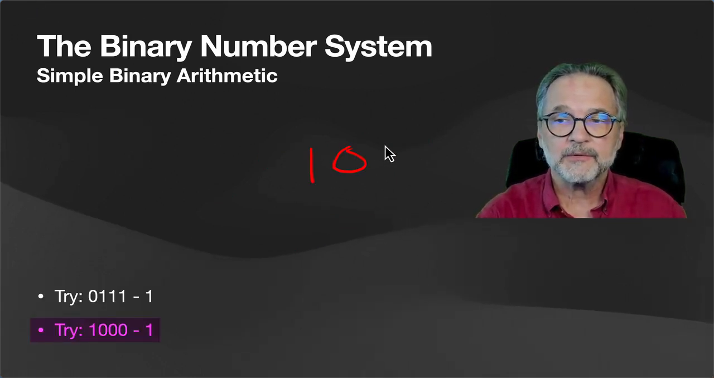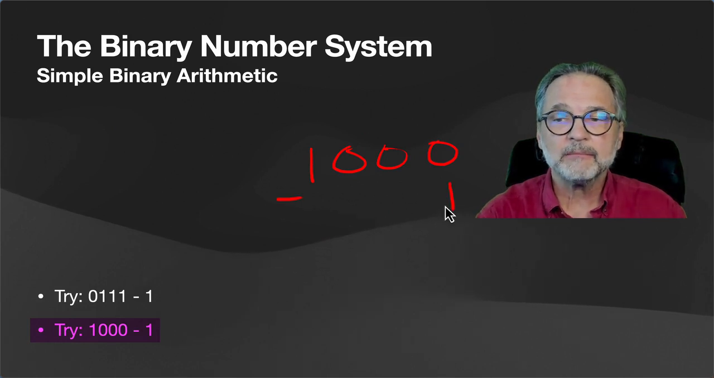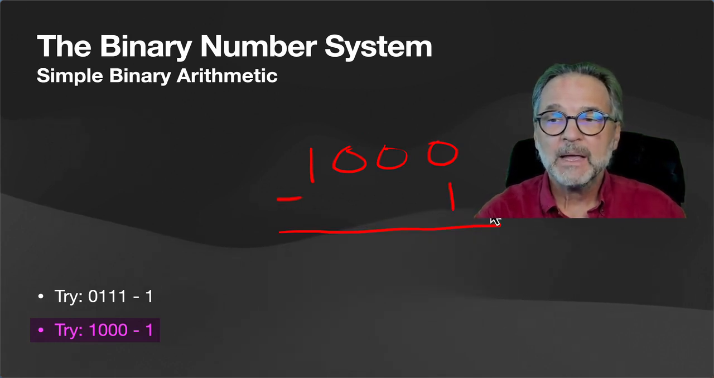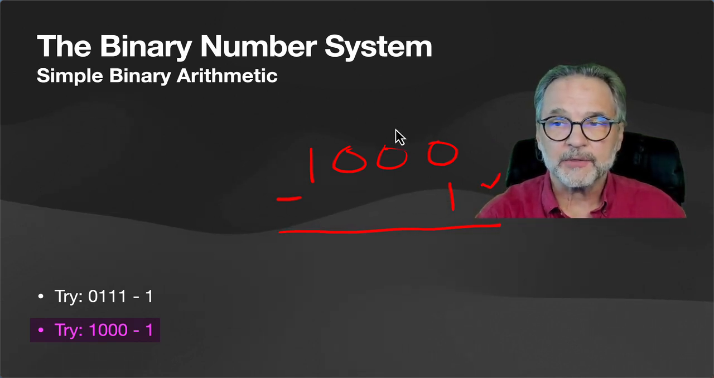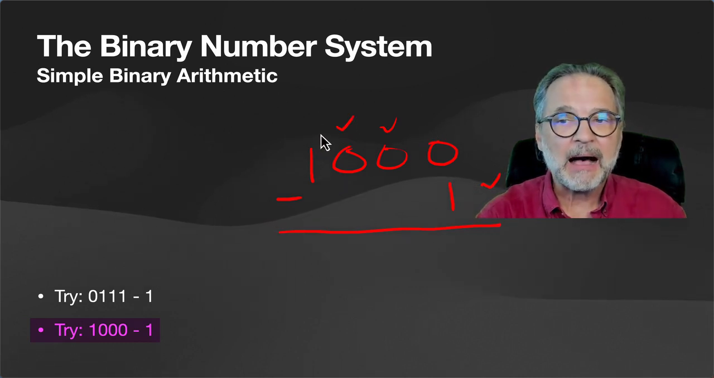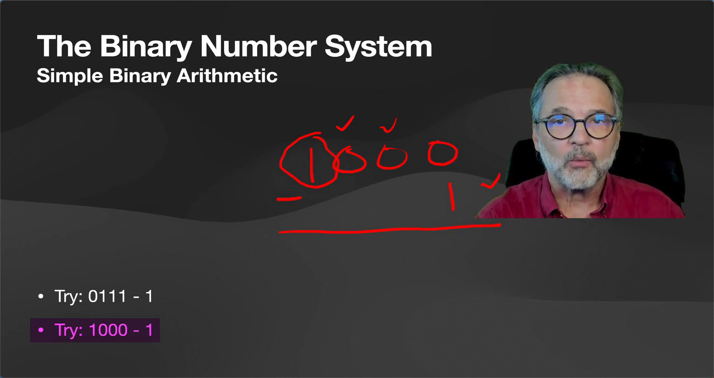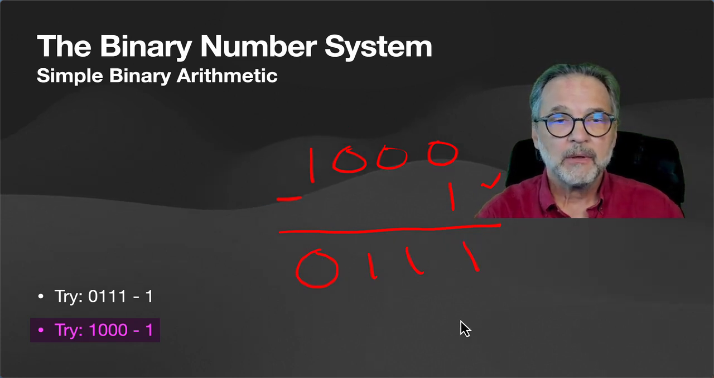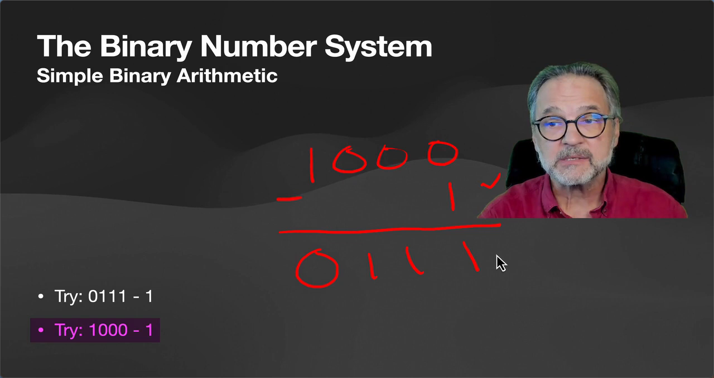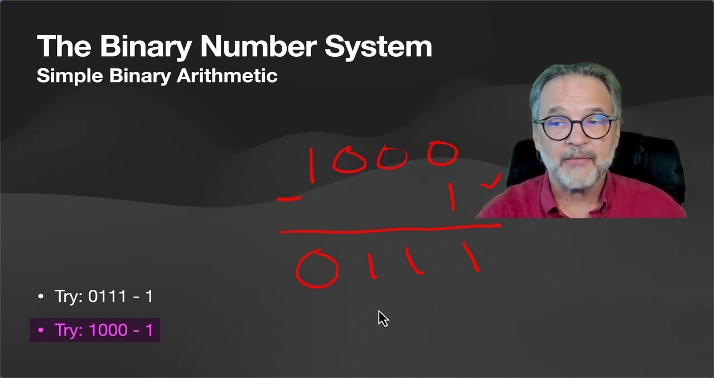Let's do another one. Let's take 1000 minus 1. And we can't subtract 1 from 0. So we've got to go to the next one. We can't subtract it from that. We can't subtract it from that. But aha, we found our 1 there. So we're going to take that 1 and move it to the left. And we copied in all the bits that are less than that, and that's the number we get.